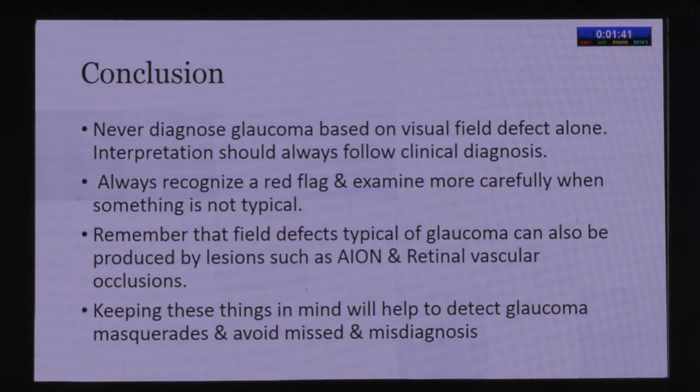Interpretation should always follow clinical diagnosis. Only seeing the peripheral visual field, never diagnose glaucoma. Always recognize a red flag and examine more carefully when something is not typical. Always remember that the field defects typical of glaucoma can also be produced by lesions such as AION or retinal vascular occlusion, and you have to be very sure that the defects are glaucoma, otherwise don't start glaucoma treatment. Keeping these things in mind will help to detect glaucoma masquerades and avoid missed diagnosis and misdiagnosis.